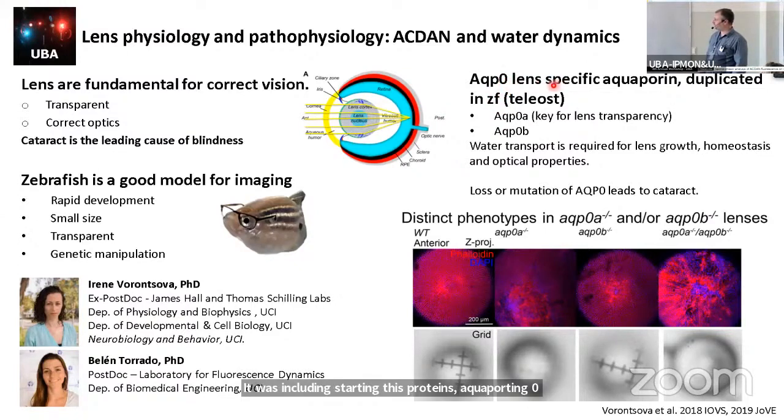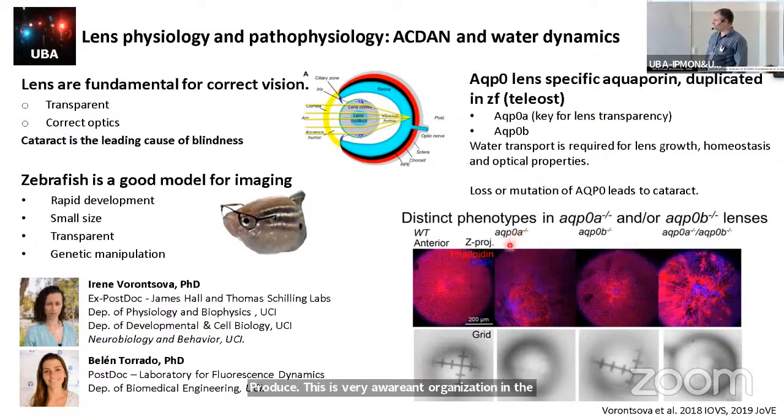And these are duplicated in the zebrafish because of the teleost duplication. It has two versions, the aquaporin 0A and B. They are both required for the proper transfer of water within the lens and the proper homeostasis of the water in the lens. Mutation of the aquaporin 0 produces this very aberrant organization in the lens.